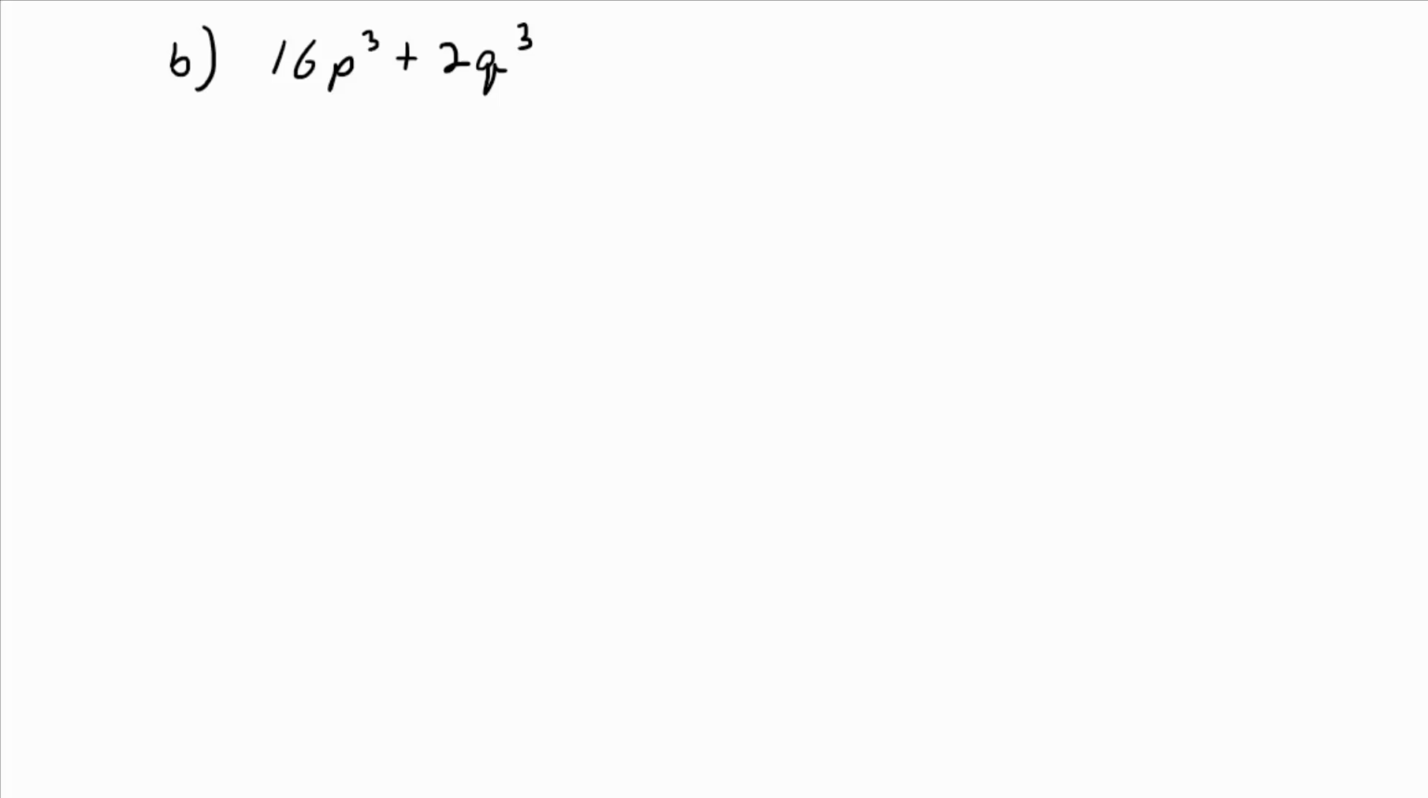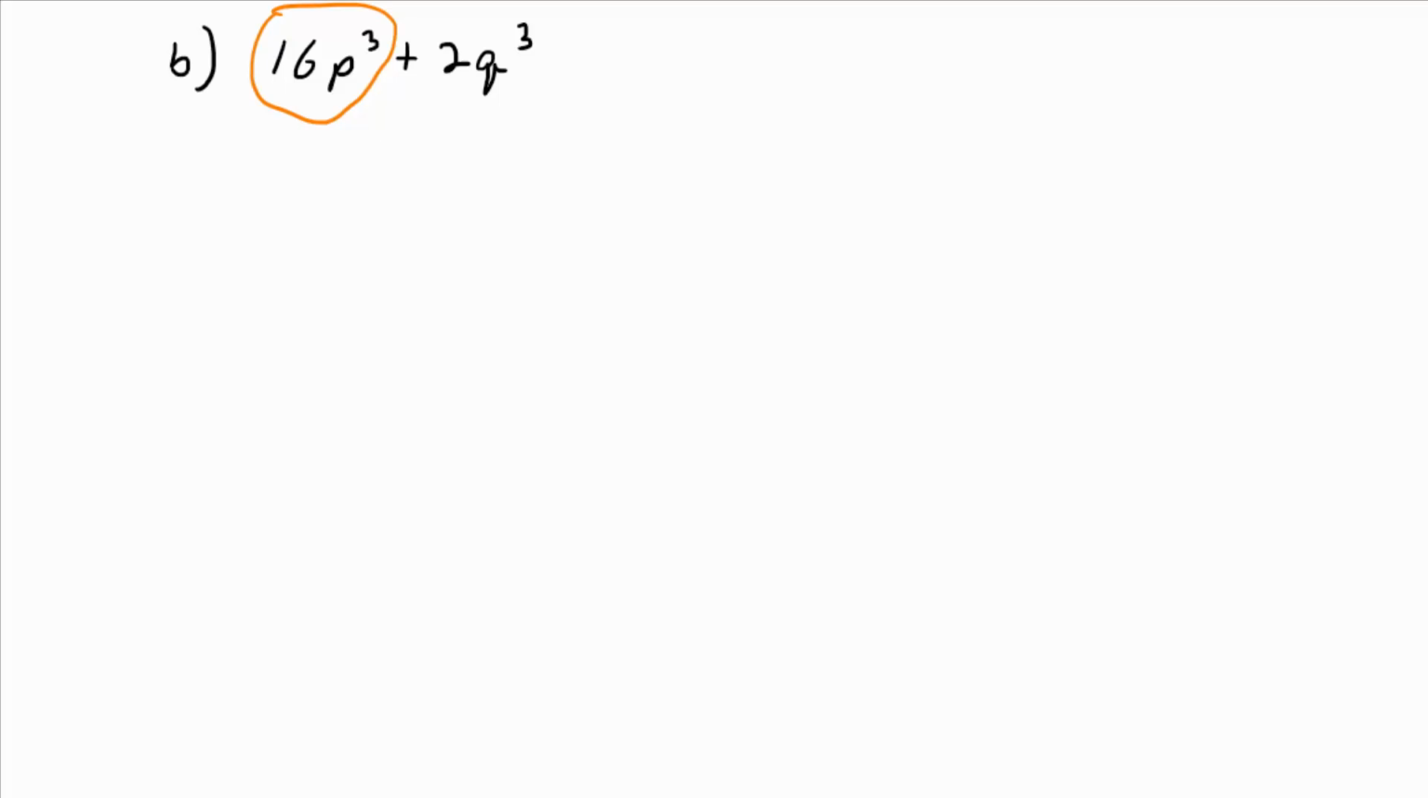So how about this one in part B? 16p cubed plus 2q cubed. In order for either term to be a perfect cube, both factors have to be a perfect cube. So the 16 would have to be a perfect cube in order for this whole thing to be a perfect cube. Is 16 a perfect cube? If you look at that list we made, 16 is not in there.